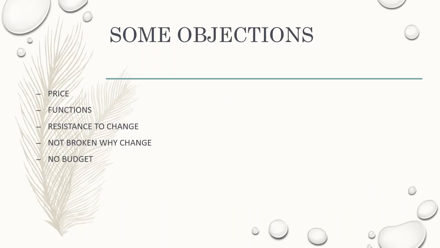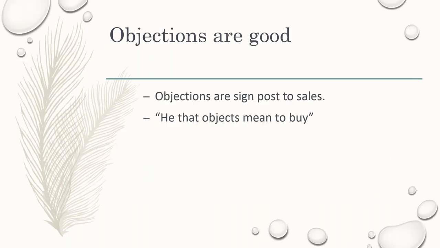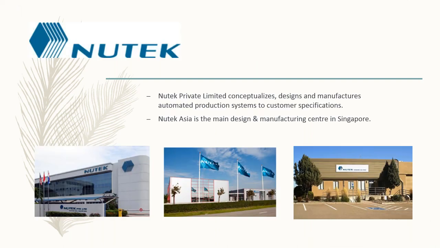Okay, so I would say that an objection is good because a lot of times we learn in sales that objections are signposts to a sale, because there is a saying that he that objects means to buy, right? If you don't object, that means you have no interest. So when your customer starts to object, you get excited because they want to buy, they are ready to buy. Okay, so what kind of objections do you have?